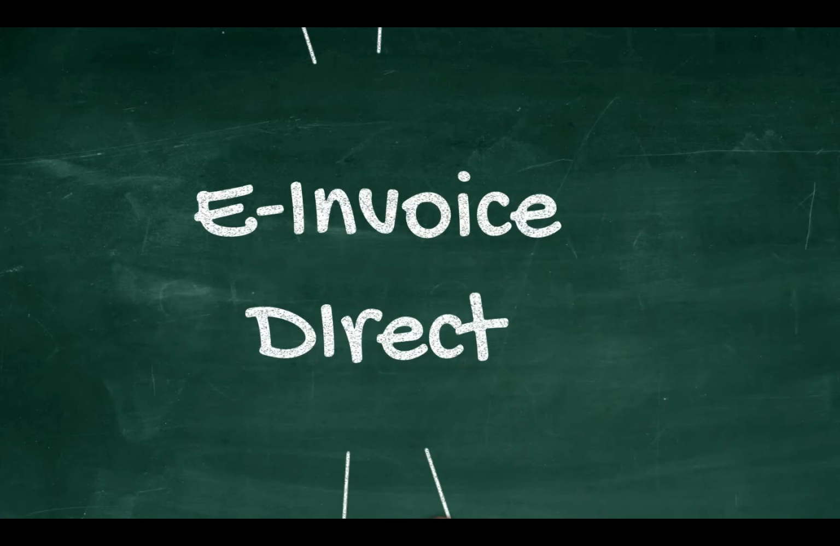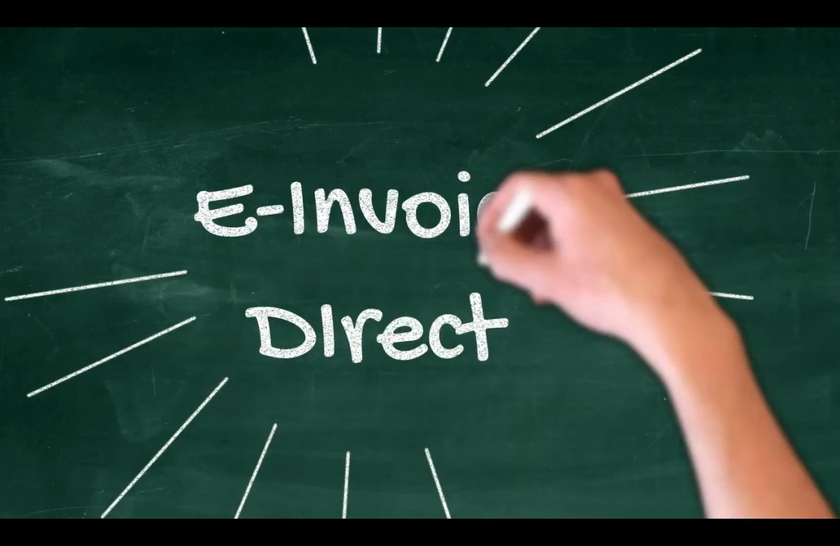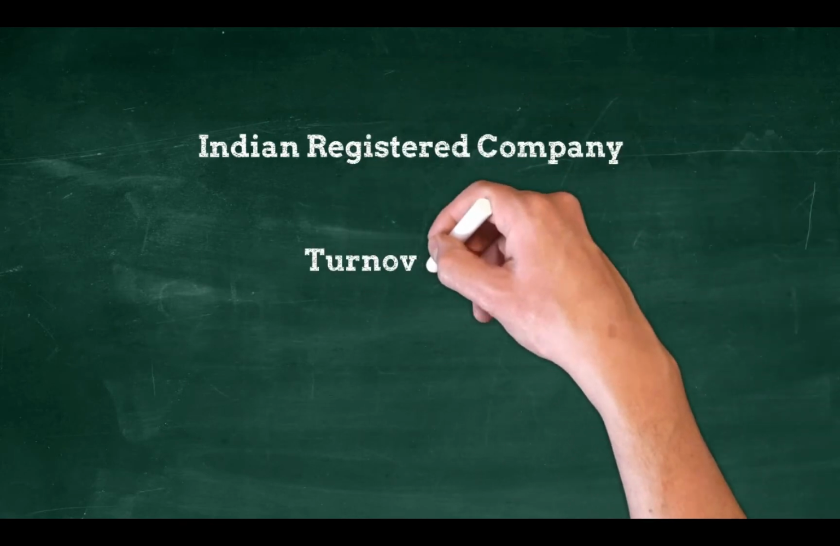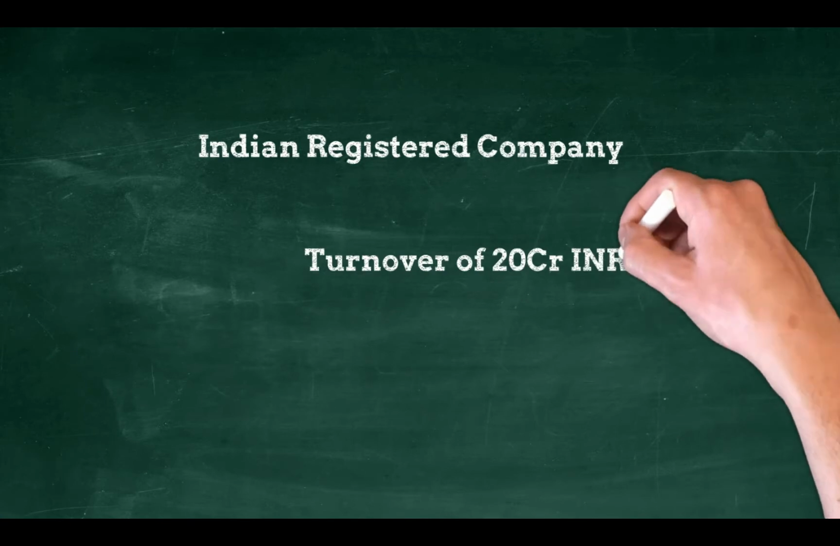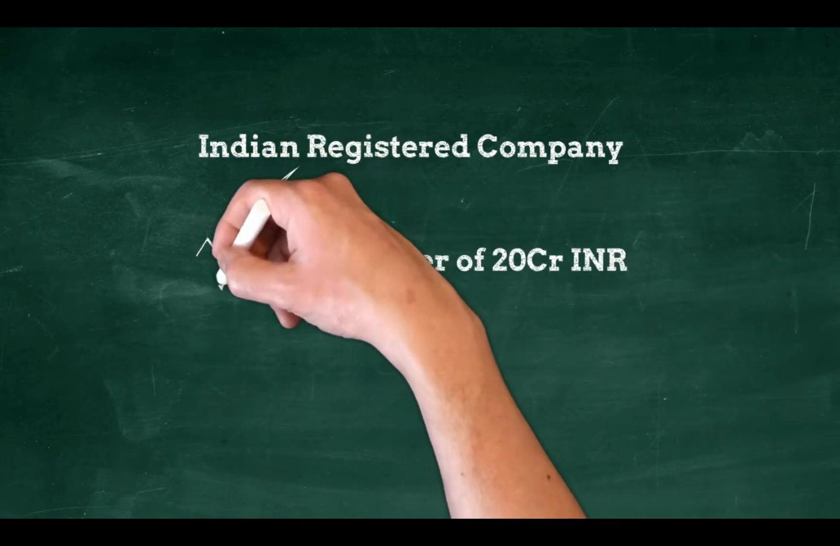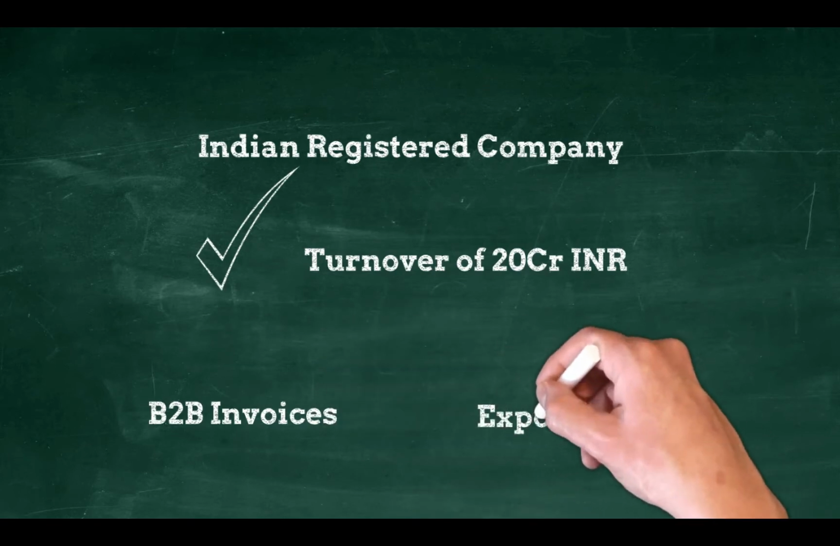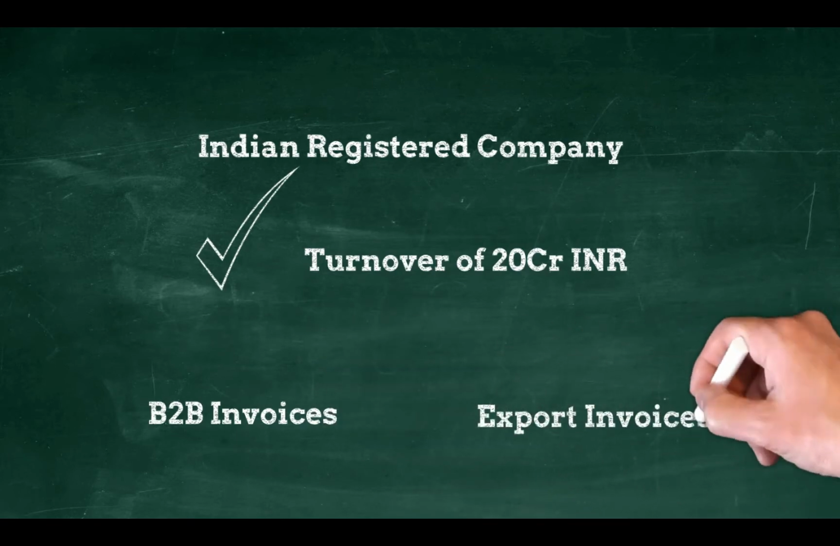The solution enables you to submit your data directly to Government of India. Government of India has made invoicing mandatory for all Indian registered companies with a turnover of 20 crore INR. All B2B invoice transactions and export sales have to be reported to Government of India on a per invoice basis.